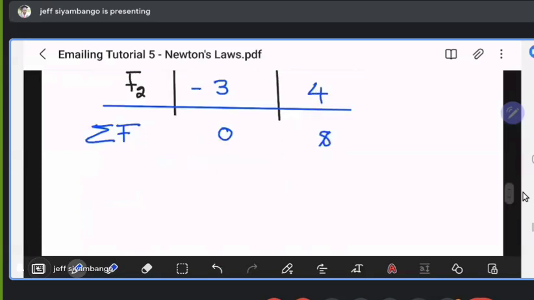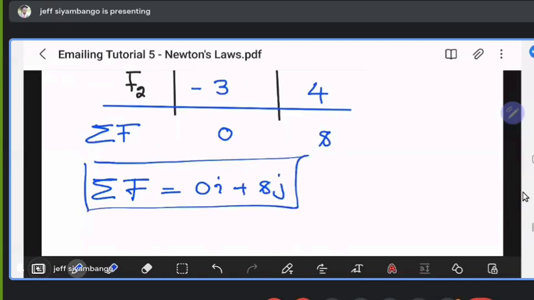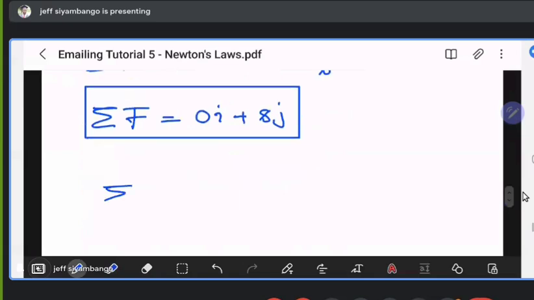So in the end, the sum of the forces will have 0 in the I direction, but it will have 8 in the J direction. This is how the force will look. Once you have the force, you can then go back to Newton's second law. The sum of the forces is equal to ma. The question asked us to give the answer in unit vector form.